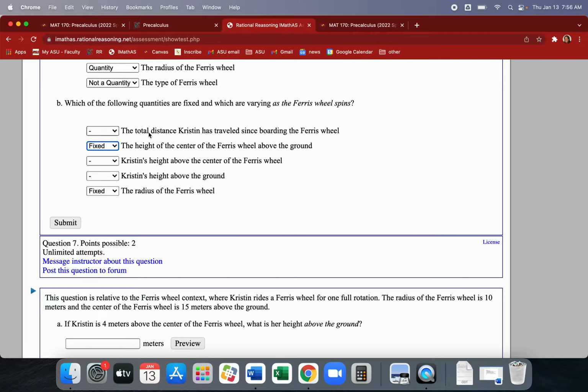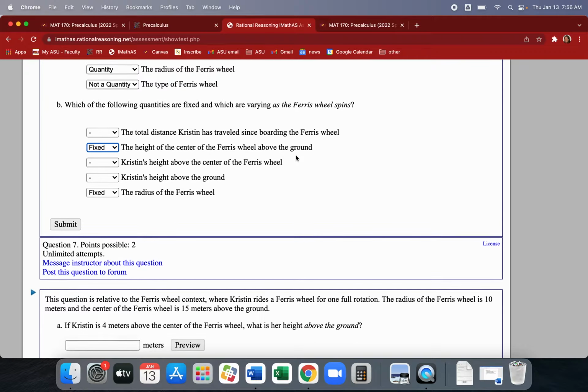She's traveling around and around and around, so that distance that she's traveled is changing, increasing. Her height above the center of the Ferris wheel, sometimes it's a lot, sometimes she's equal with it. She could even be below it. We'd maybe use a negative number for that. Height above the ground, well, that one wouldn't be negative, but sometimes it's larger and sometimes it's smaller.